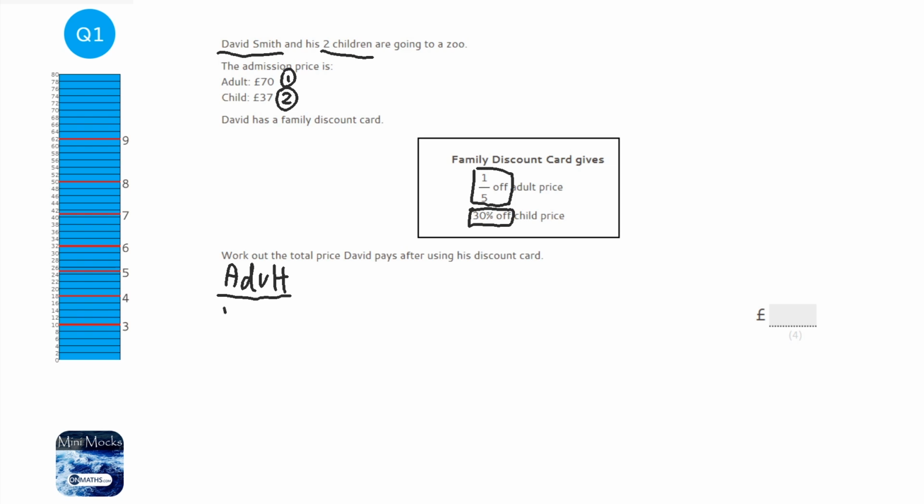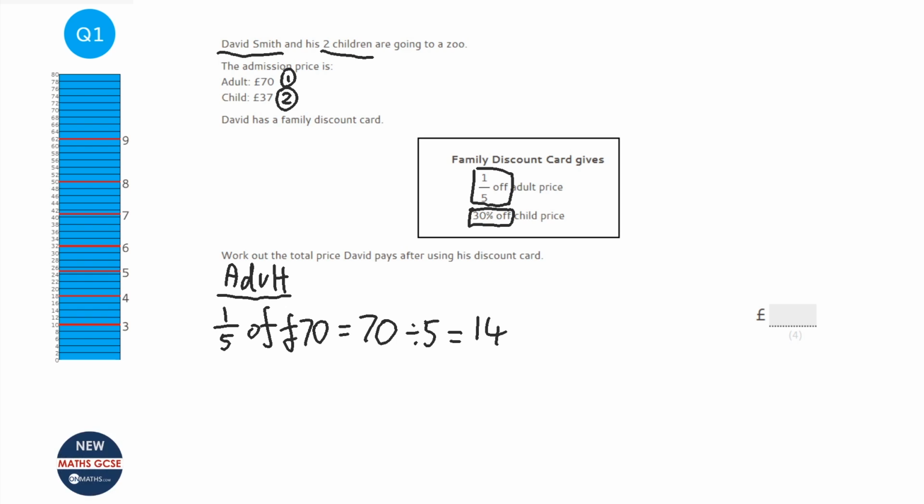So, a fifth off. Well, first of all, let's work out a fifth of £70. To work out a fifth, you can just divide 70 by 5. Now, I know that 10 fives are 50 and 4 fives are 20, so that's going to be 14. So that's £14 he gets off. Therefore, the price will be the £70 take away the £14. So 70 take away 10 is 60, take away 4 is 56. So he's going to pay £56 himself.